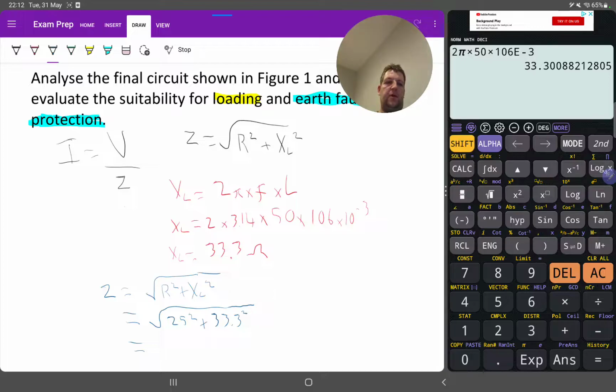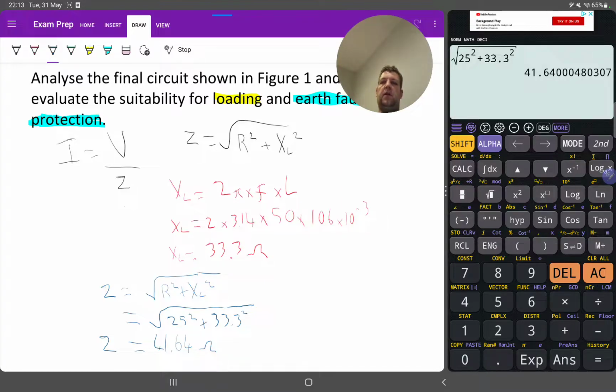Okay, so we'll put that in the calculator. So the square root symbol, make sure this covers everything when you start typing. So 25 squared plus 33.3 squared. And if you look at that, it gives me 41.64 ohms. Okay, so Z equals 41.64 ohms.